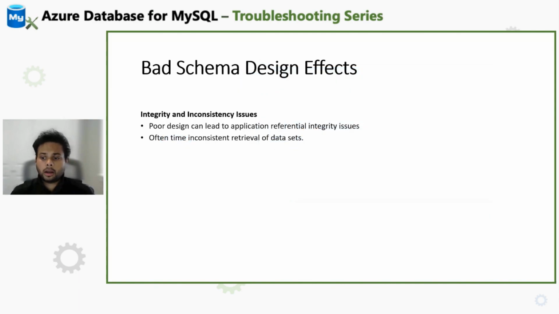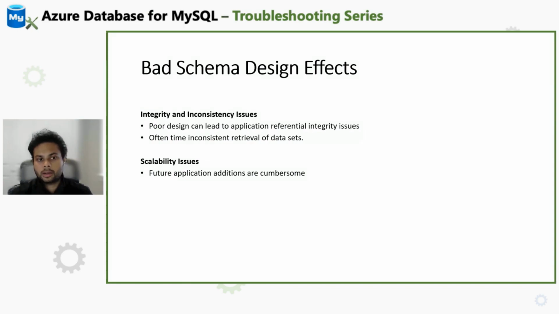So there are a lot of effects that you can observe when your database objects are not optimally designed. Things such as integrity and inconsistency issues: when your schema is not designed properly, you may face referential integrity issues where you're not able to normalize your tables in a proper manner, and it can often lead to inconsistent retrieval of data sets. Scalability issues as well. If you were to add any further aspects of your application and make any schema changes on the database side, it can become cumbersome for you.